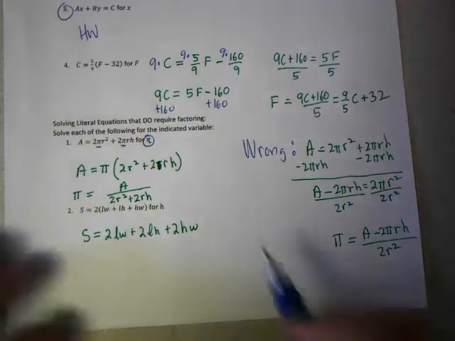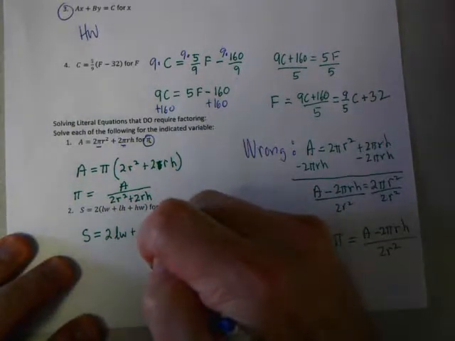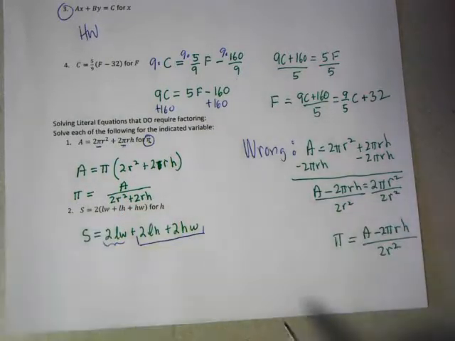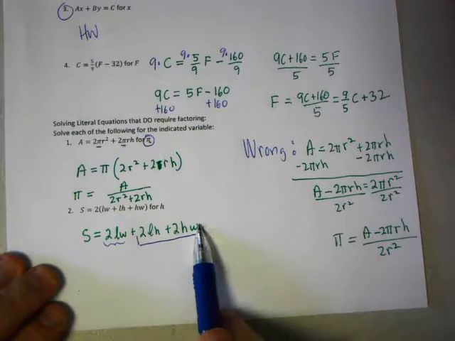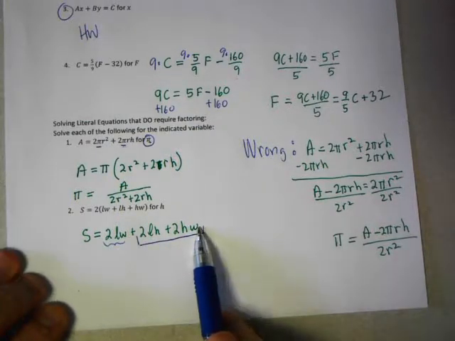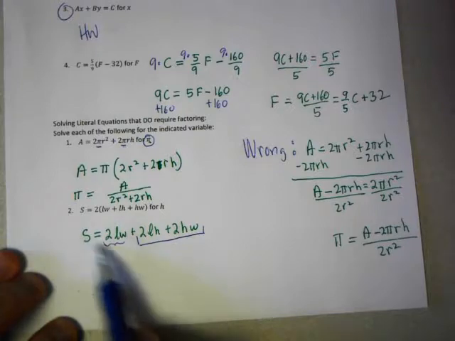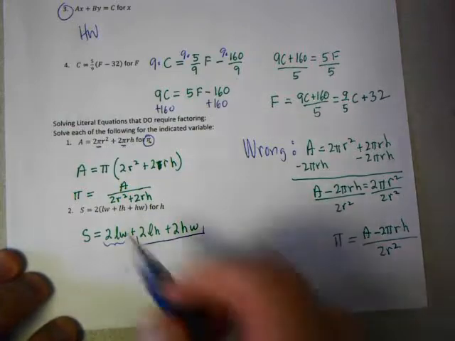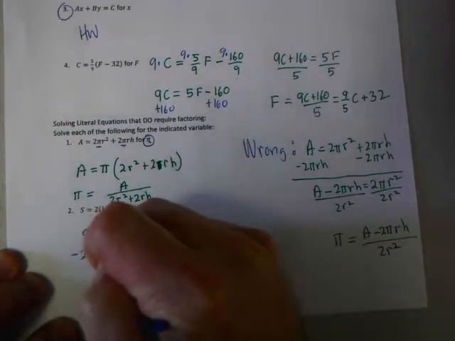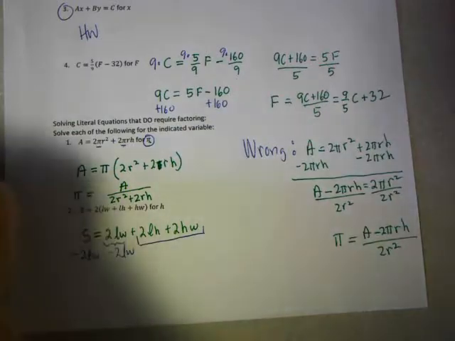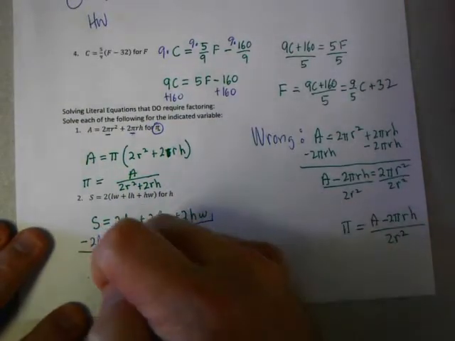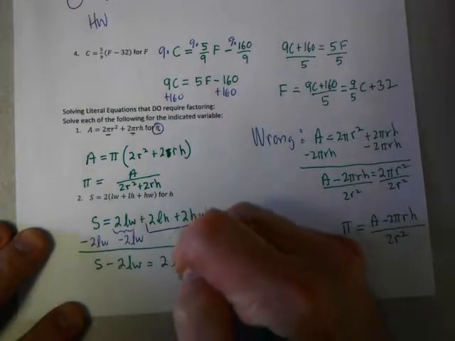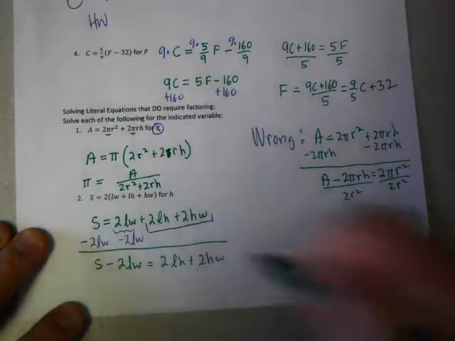Alright, so what I notice is I have 2 pieces that have h on this side. Unfortunately, I also have a piece on this side which has an h. So I can't factor h out because h is not common. So what we do need to do here is set this equation up so that all the h's are on one side, but all the stuff without h is on the other. In other words, I need to subtract 2lw. I've got to have all the h's on one side, all the not h's on the other. S minus 2lw equals 2lh plus 2hw.